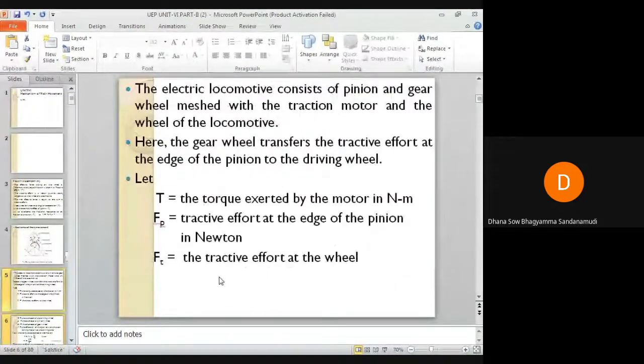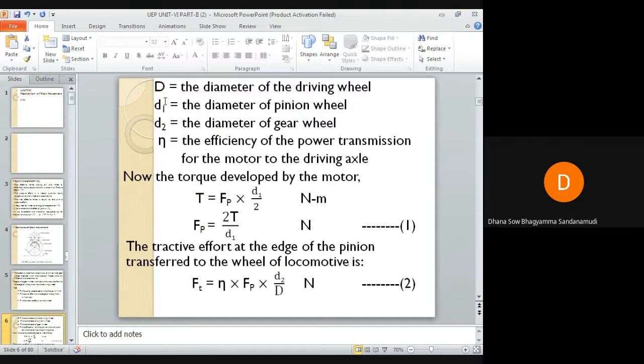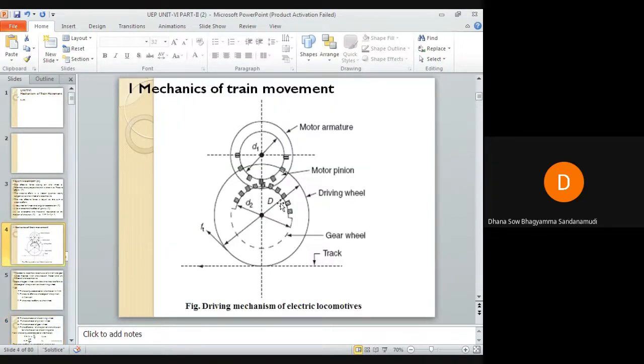Now, let us assume that capital T is the torque exerted by the motor in Newton meter, and F suffix P is the tractive effort at the edge of the pinion in Newton meter. And F suffix T is the tractive effort at the wheel. And let us assume capital D is the diameter of the driving wheel.